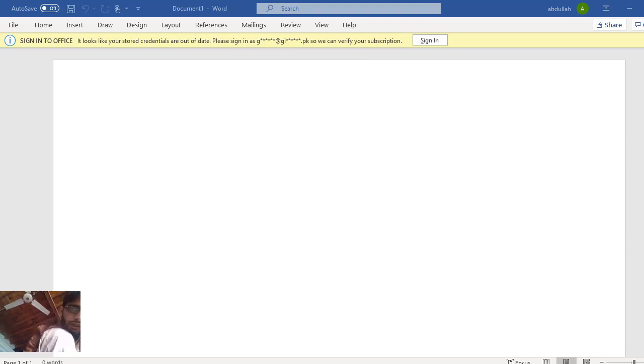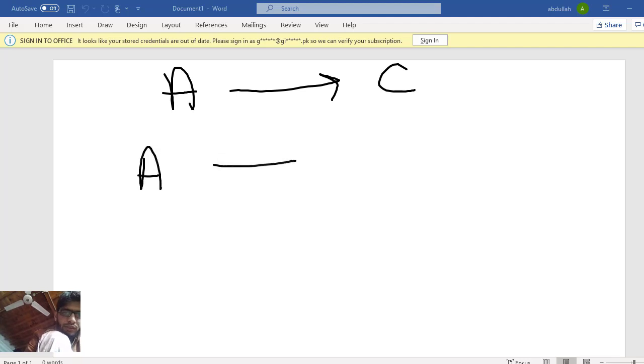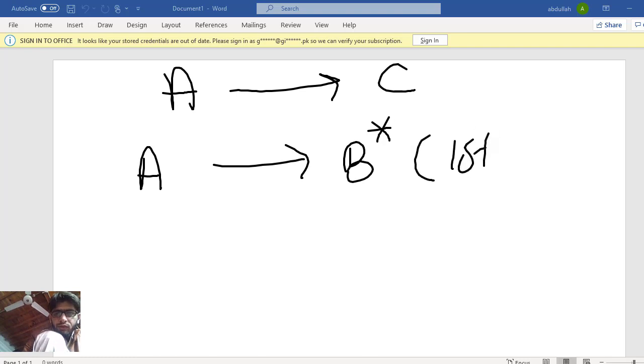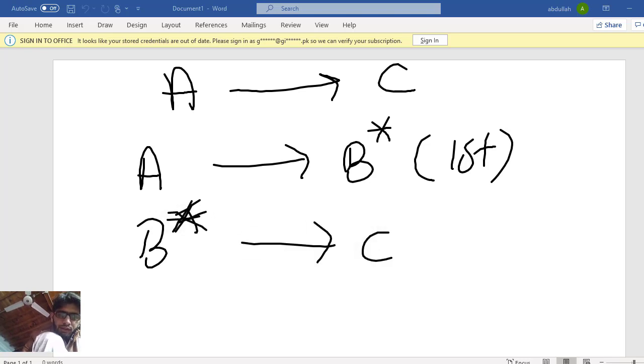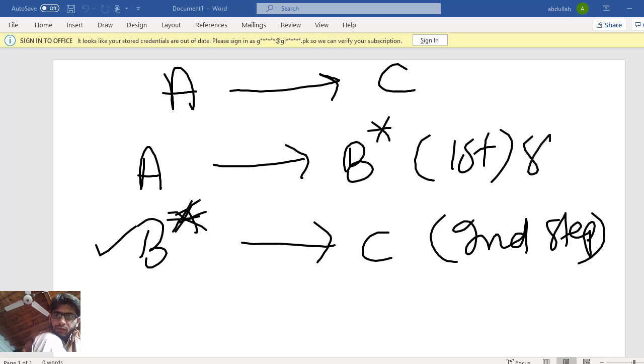Now, as we have already discussed, suppose we have a reaction in which A is converted into C. Suppose the mechanism of this reaction is such that in the first step an intermediate is produced, and in the second step the intermediate is consumed and C is produced.